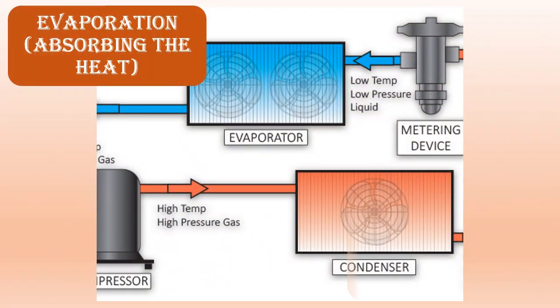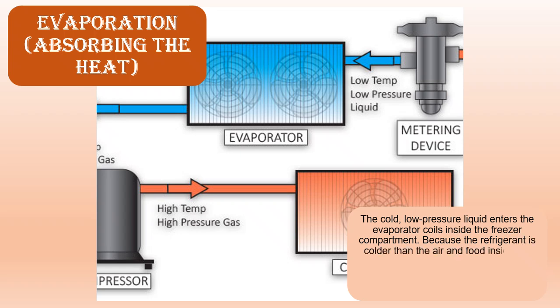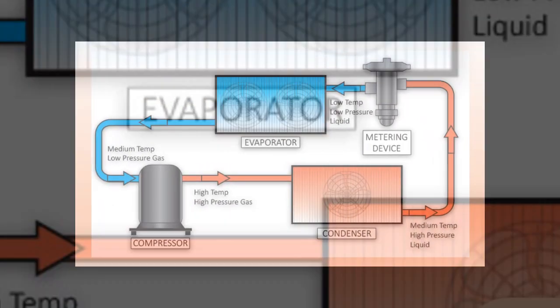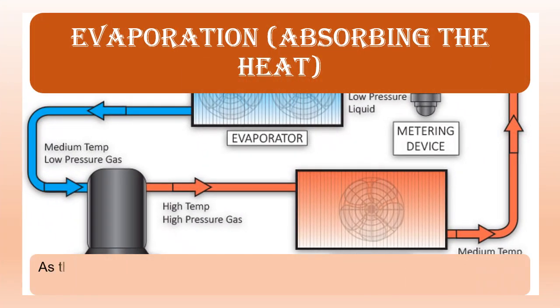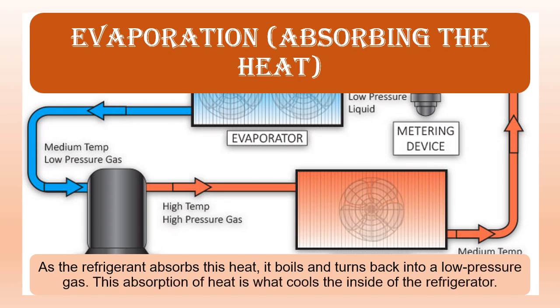Evaporation, absorbing the heat. The cold, low-pressure liquid enters the evaporator coils inside the freezer compartment. Because the refrigerant is colder than the air and food inside the fridge, the heat from the food naturally flows into the cold refrigerant. As the refrigerant absorbs this heat, it boils and turns back into a low-pressure gas. This absorption of heat is what cools the inside of the refrigerator.